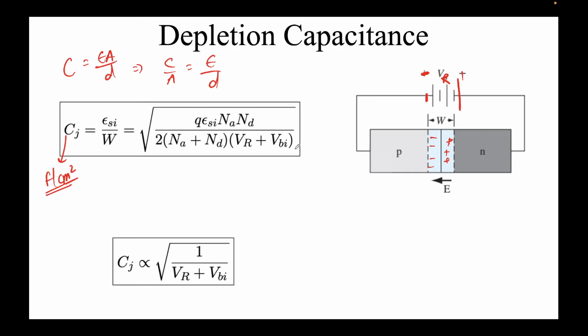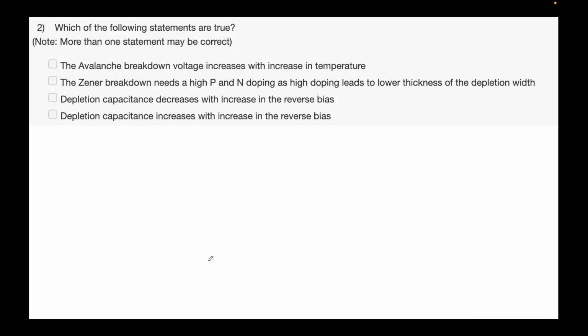As you can clearly see, the capacitance inversely depends on the applied reverse bias, which makes sense. If you increase the reverse bias, the depletion width will increase, and since capacitance inversely depends on the distance, it should reduce, right? That's why there is a square root dependence. That's what we learn from here.